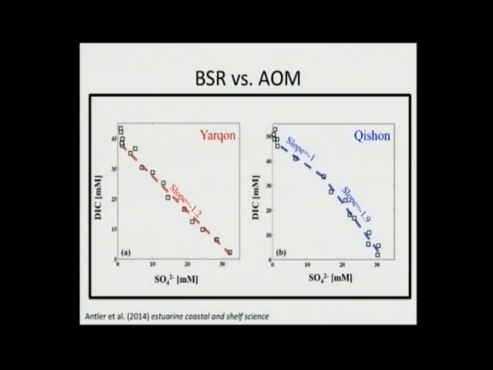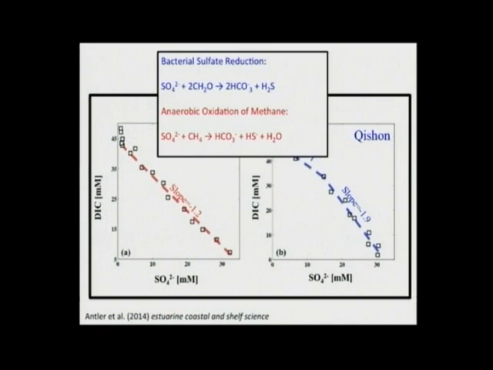But when we look at the dissolved inorganic carbon versus the sulfate, we see that we are getting different slopes in these two estuaries. In the Alcor we are getting a slope that is close to 1:1, and in the Kishon we are getting a slope that is closer to 2:1, and then it changes to 1:1. And different slopes mean different stoichiometry of the processes. As I told you before, during bacterial sulfate reduction, we have a stoichiometry of 1:2 between the sulfate and the bicarbonate, which fits what we see in the Kishon.